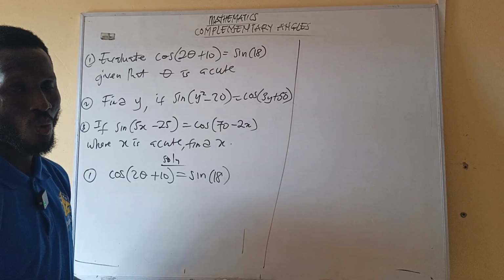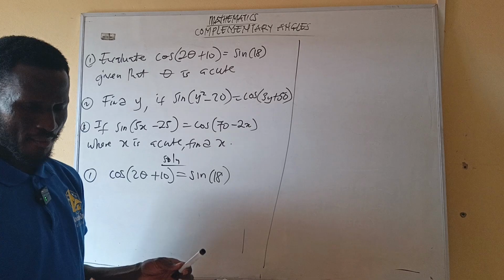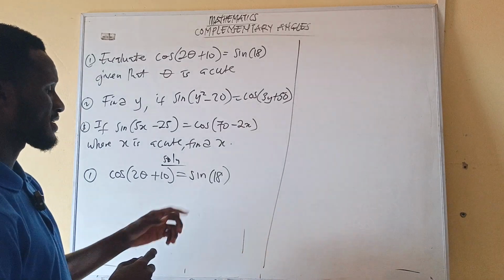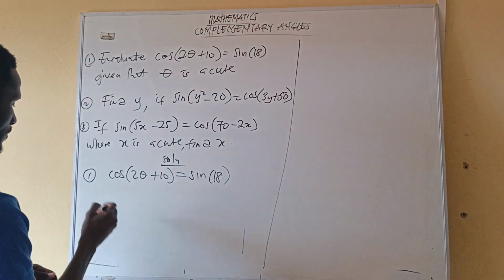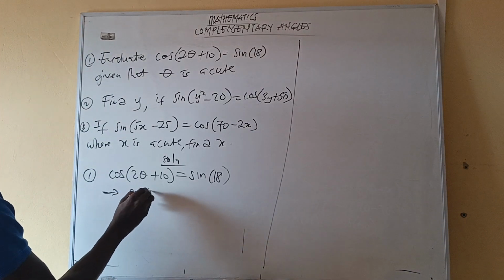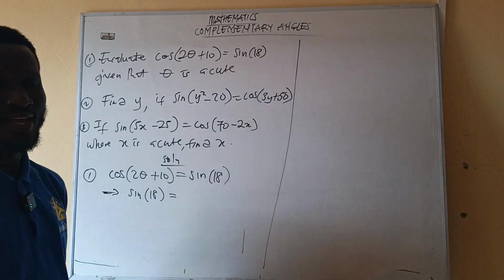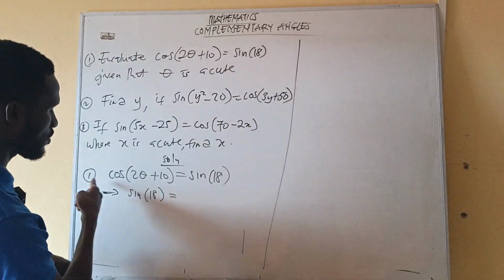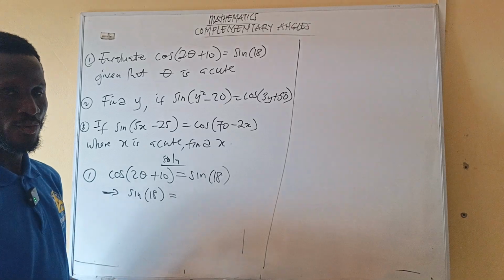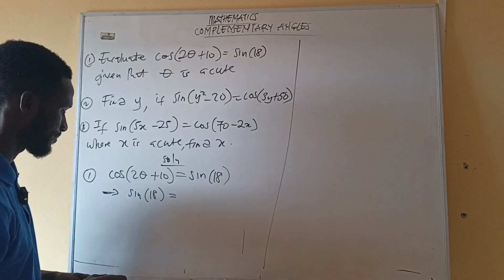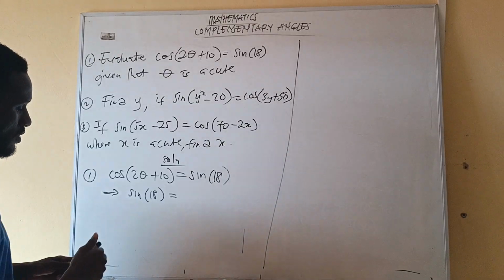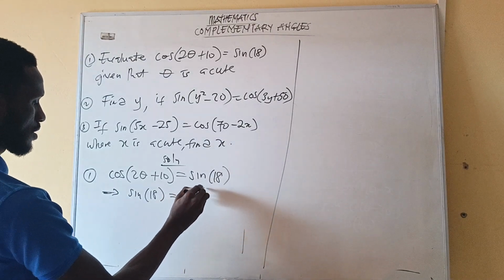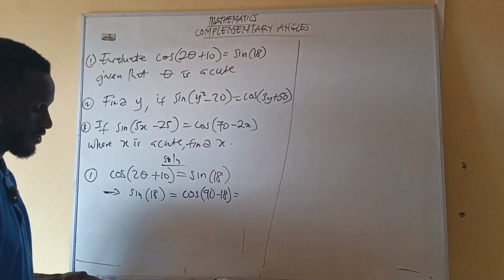Now, let's look at method 1. Method 1, what I'm going to do is that I'm going to change the sine 18 to cosine. Now, sine 18, how do we change sine to cosine? We have to make sure that these two angles are the same. We have to make sure they are the same. These two sines are the same. The trig ratios are the same. So sine to cosine, I need to subtract the angle 18 from 90, right?